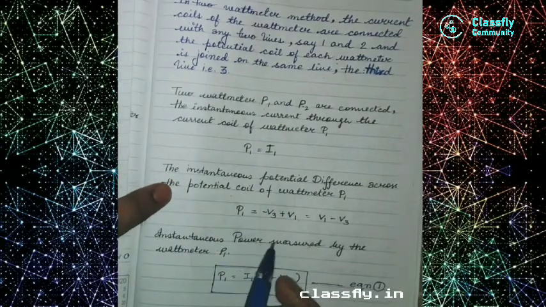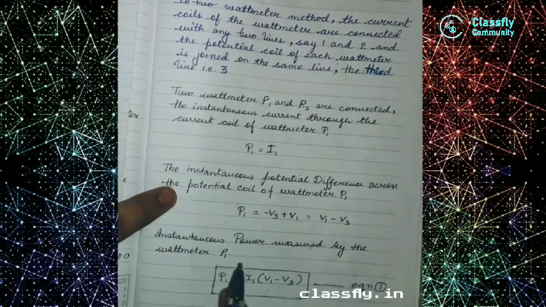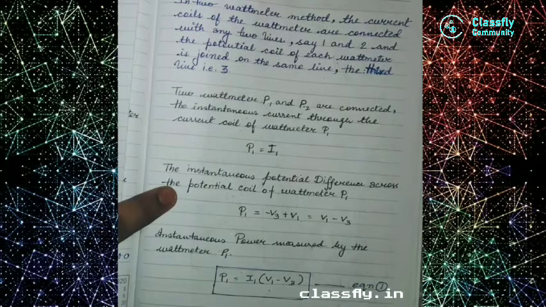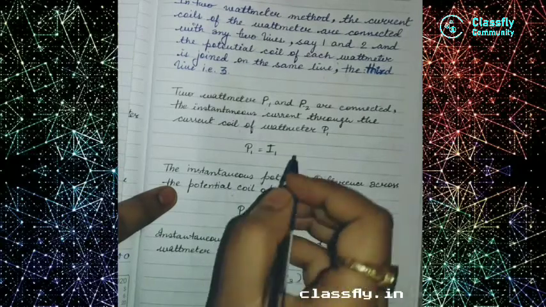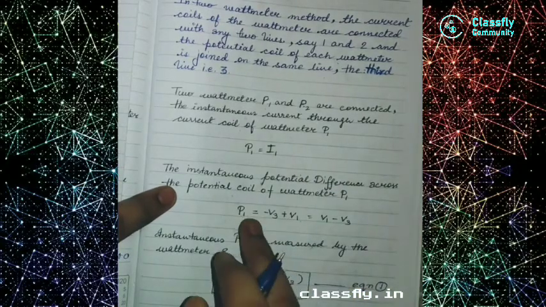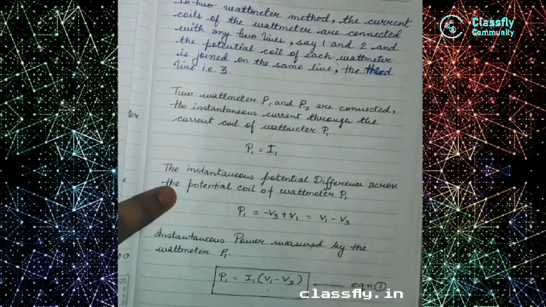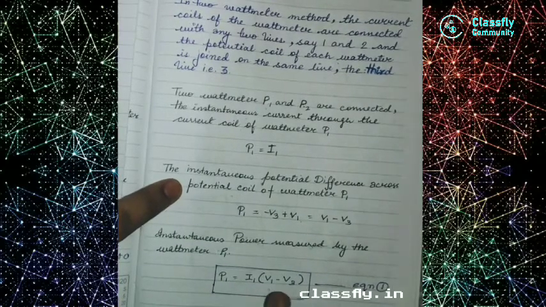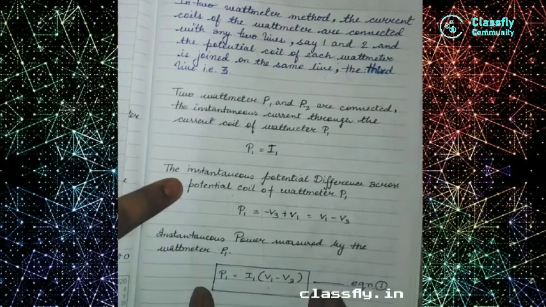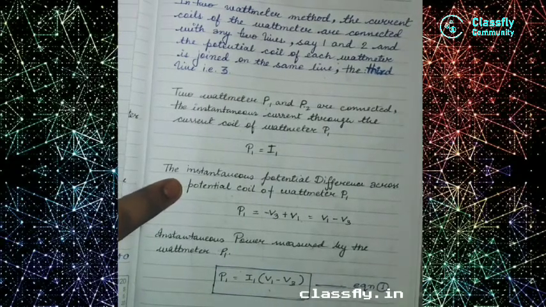So the instantaneous power measured by the wattmeter P1 has two things. We take I1 into this potential difference that we got. So we got equation 1, that is P1 is equal to I1 into V1 minus V3. This is our equation 1 for the wattmeter P1.